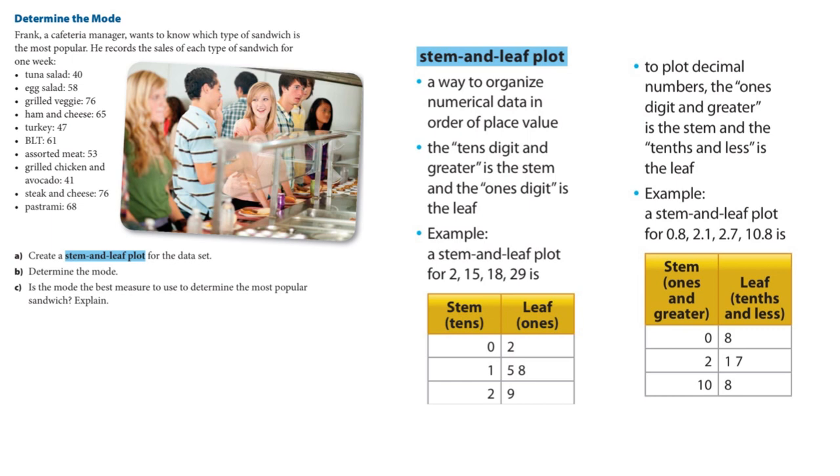To plot decimal numbers, the 1 digit and greater would be the stem, and the tenths and less would be the leaf. So your whole numbers would go in the stem, your decimal numbers would go in the leaf. So for example, 0.8, 0 would be the stem and 8 would be the leaf. 2.1, 2 would be the stem and 1 would be the leaf. And we could also put 2.7 in that same row where 2 is the stem and 7 is the leaf. And for 10.8, 10 is the stem and 8 is the leaf.